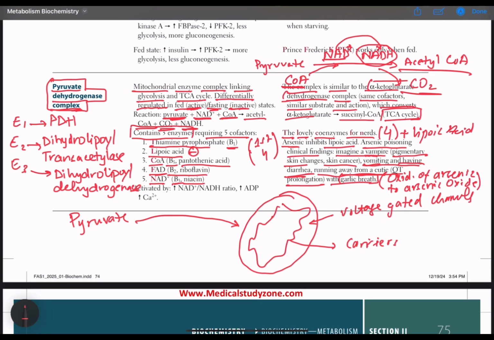The treatment for it is dimercaprol and succimer for arsenic poisoning.